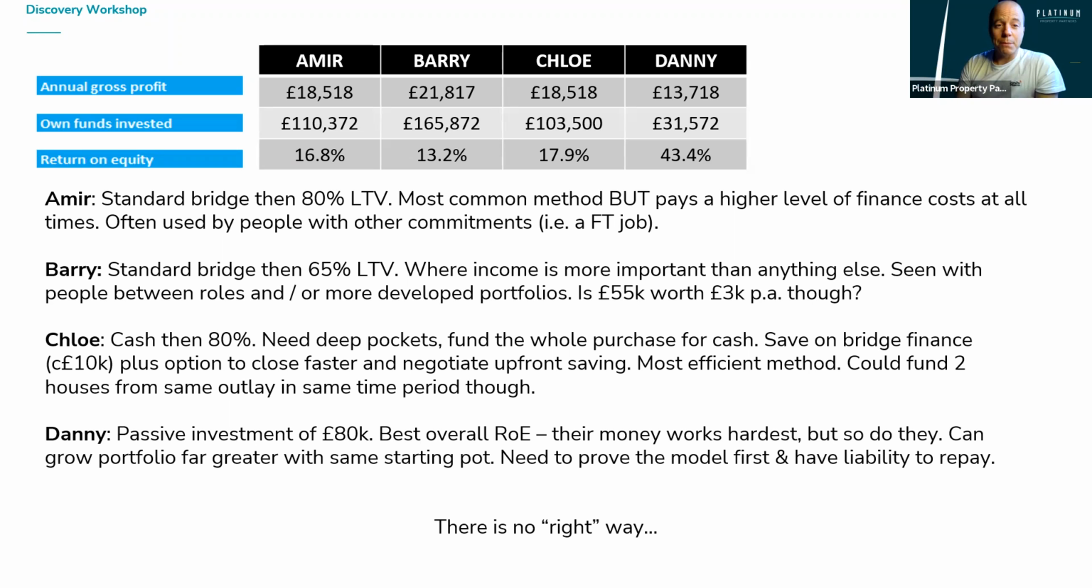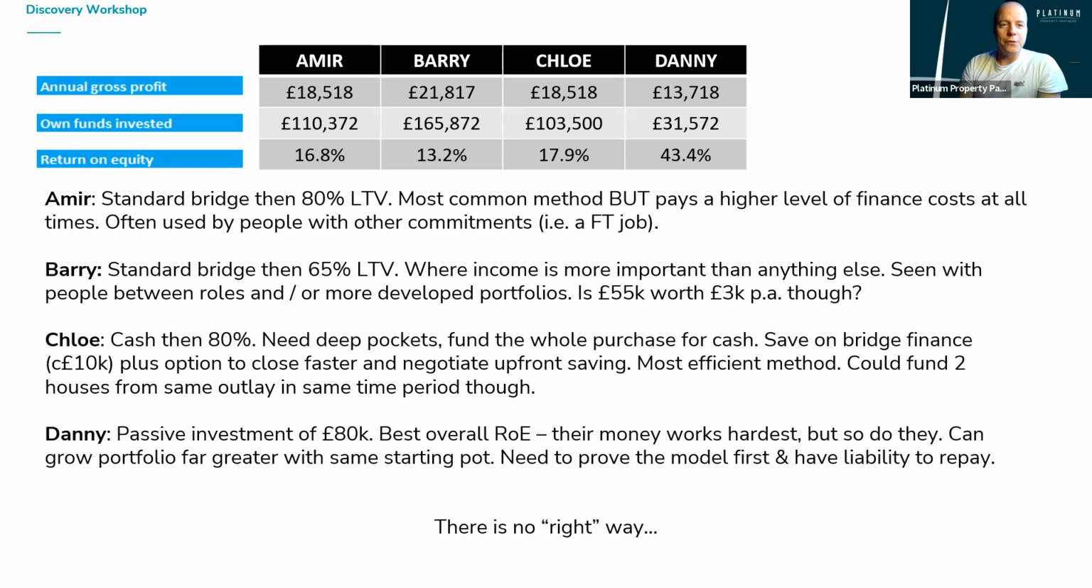Alternatively, the next scenario is Barry. He's managed to have a lower loan to value once the work is all done. So he's taken a mortgage out to buy the house, but then when the work has been redone, instead of an 80% loan to value, he's taken a 65% loan to value. He's tied up more cash.